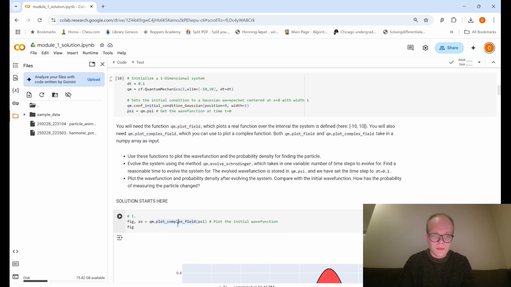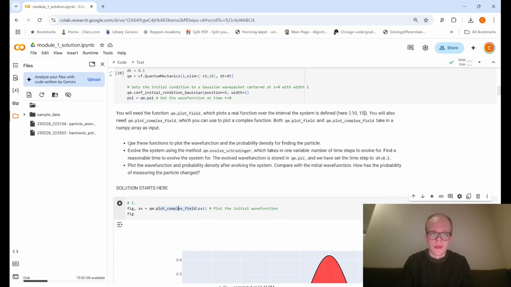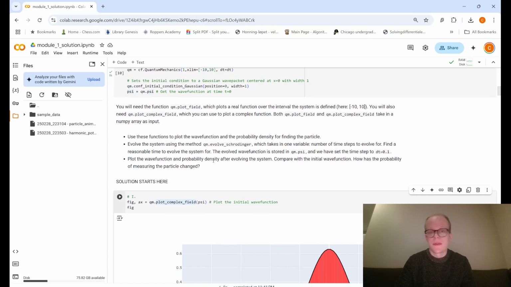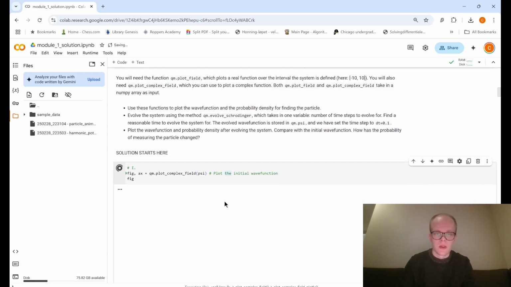All right, so now for the problem, we want to use the functions plot field and plot complex field to plot the wave function and the probability density for finding the particle. And we want to run a time evolution using the method evolve Schrodinger. And we want to plot the wave function and probability density after evolving the system. And then we're supposed to discuss what we see. All right, so let's plot the initial wave function.